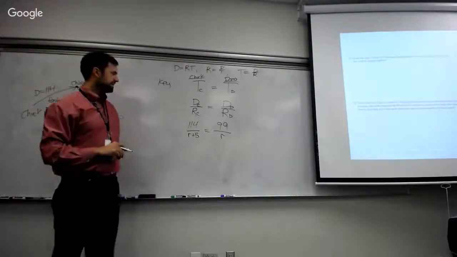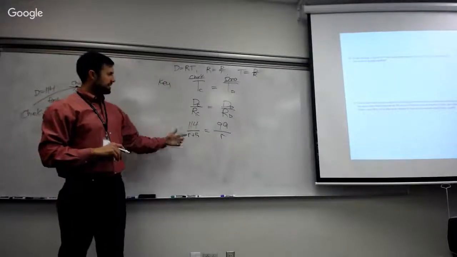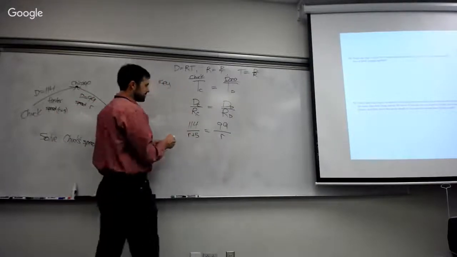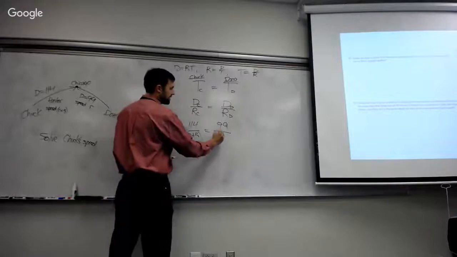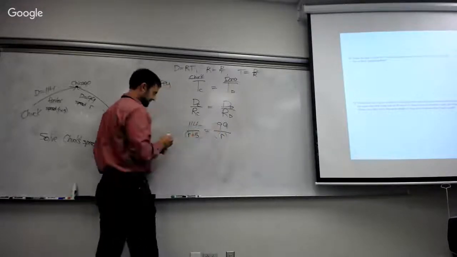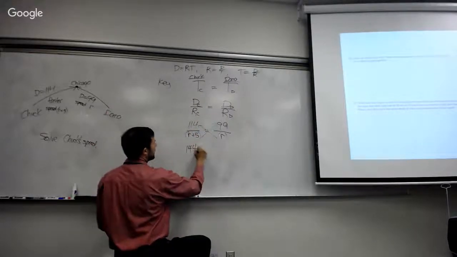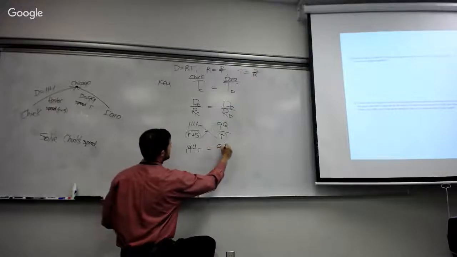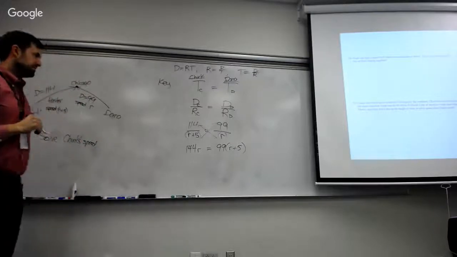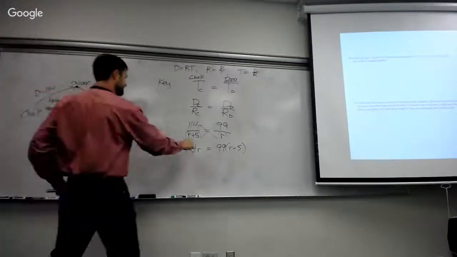Now, I suppose we could multiply all the way through by the common denominator, but I think it would be easier just to cross multiply. I think that would be the fastest solution. So let's try cross multiplying. Remember to wrap parentheses around your R plus 5 and your R first. And so we cross multiply, and what do we have? Now, 144R equals 99 times R plus 5. 114. Oh, 114, thank you.